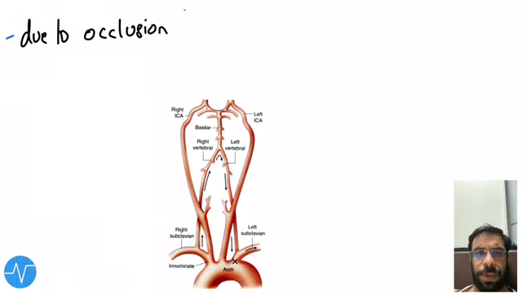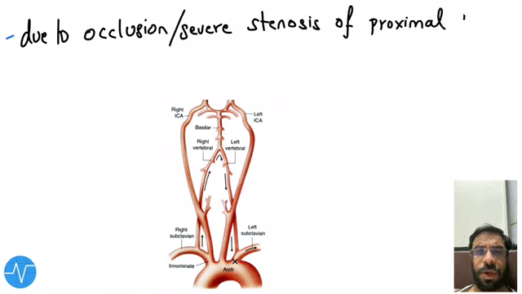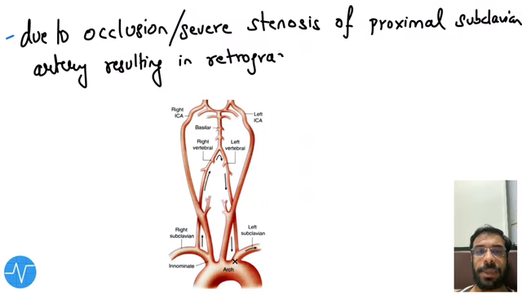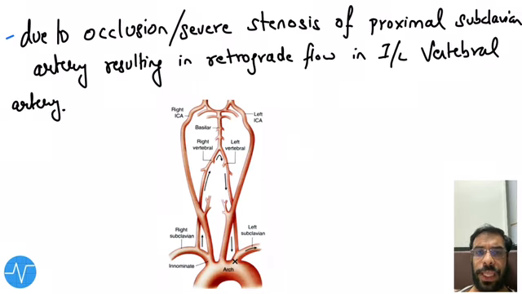Subclavian steal syndrome occurs due to occlusion or severe stenosis of the proximal subclavian artery. Remember, proximal subclavian artery. It results in retrograde flow in the ipsilateral vertebral artery. Remember, the vertebral artery is a branch of the subclavian artery. Where there is proximal subclavian artery occlusion or stenosis, at that site only, the ipsilateral side vertebral artery will show a retrograde flow.